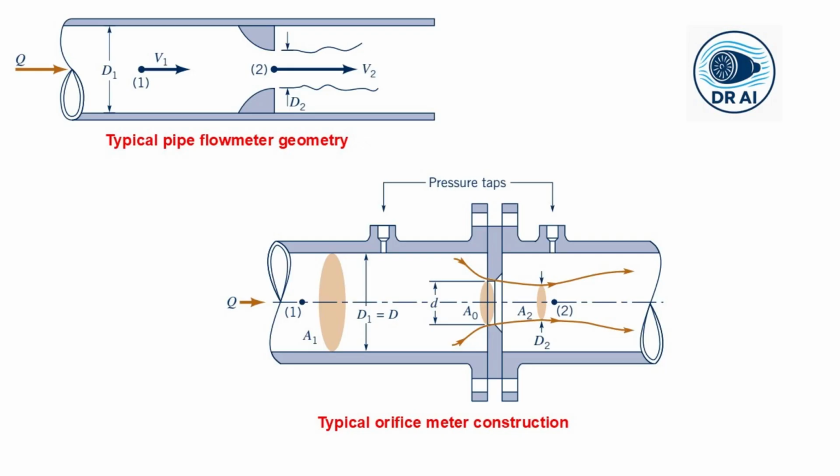And from the Bernoulli equation, which we studied as the inviscid form of the energy equation, an increase in the velocity means a decrease in the pressure. So by measuring the pressure difference between the full pipe upstream and the narrowest point, the throat, you can infer the velocity and therefore the flow rate also. In an ideal frictionless world, this relationship is clean and exact.